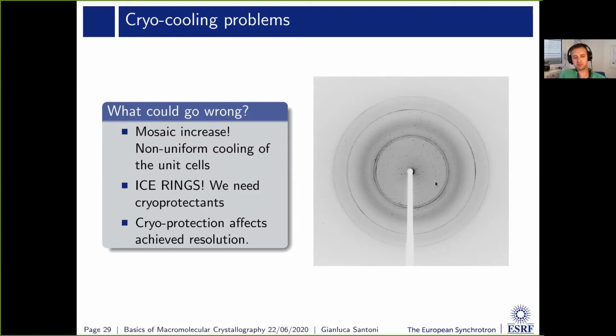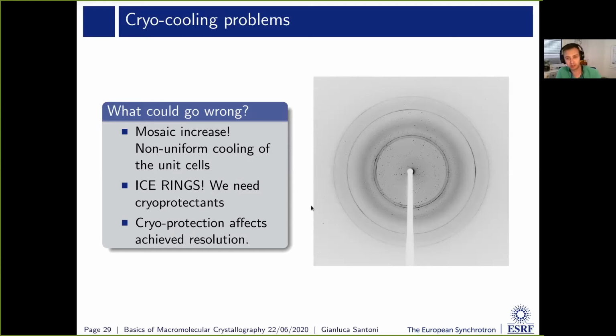How to avoid this? The most common way is to use cryoprotectants. So when we fish our crystals, we put them in some solution which is, one, compatible with the mother liquor, and two, that avoids water to freeze. In general, it's some mixture of glycerol or PEG. The problem is that cryoprotection can also affect the achieved resolution because it's a new solvent that we introduce inside our crystal. And so before we even freeze, we can already be disrupting the crystalline order.